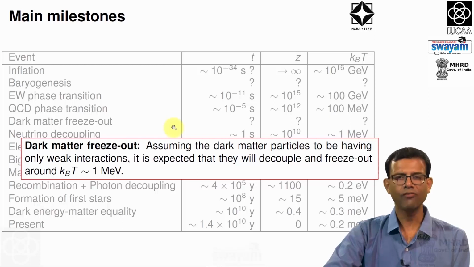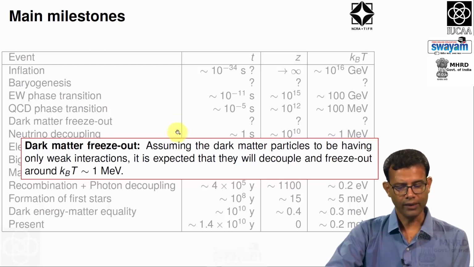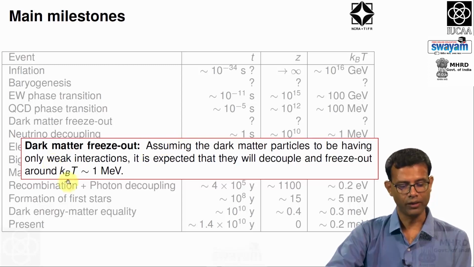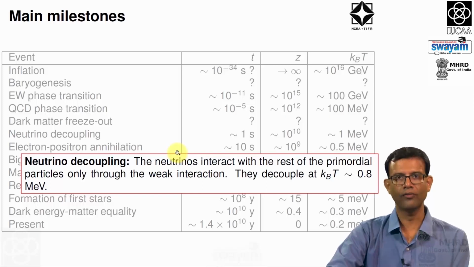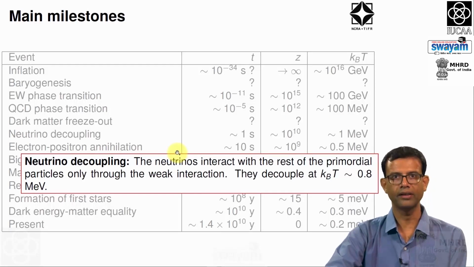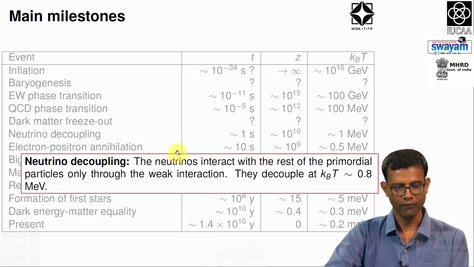So, at early times they would be interacting with the rest of the matter, but after some point they will kind of decouple and freeze out. Their abundance will not change after that, and that is the dark matter which we observe today. We expect this to happen somewhere around an energy scale of MeV. This value of course depends on what dark matter particles we are talking about, so this is very uncertain, and I have put question marks here.